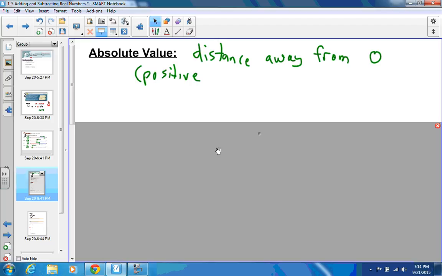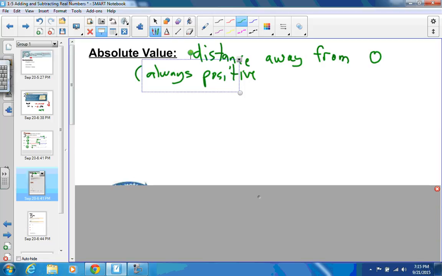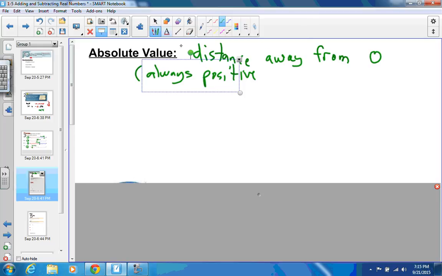I'm going to change this so that it says always positive. Okay, so absolute value of something is always going to be positive. And let me give you some examples here. Let's say we have our numbers, we'll say 6, negative 4, negative 1, 2.5. And I want to figure out the absolute value.